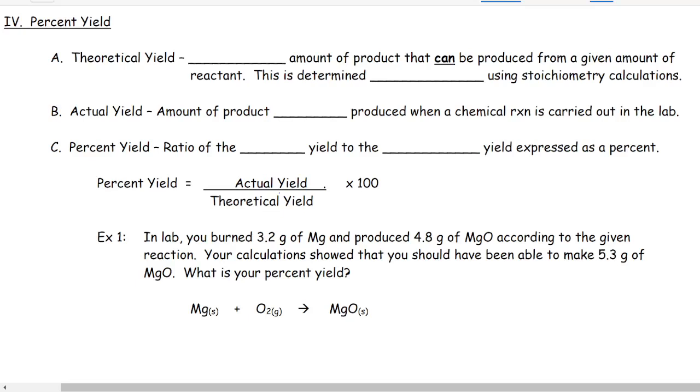Starting on the notes where it talks about percent yield, the first thing that it lists is theoretical yield. Your theoretical yield is going to be the calculated amount of product that can be produced from a given amount of reactant. So we're going to write calculated. If something is calculated, it is going to be considered your theoretical yield. This is determined mathematically.